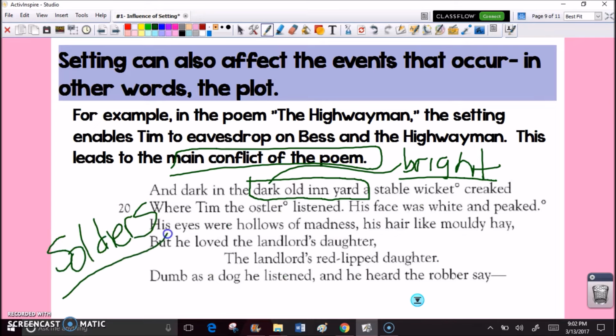The soldiers then come to the inn, they tie Bess up, they're trying to use her as bait. This leads to the eventual death of both Bess and the highwayman. And it all started because the setting enabled Tim to eavesdrop. So this is the inciting incident to everything else that happens in the plot.